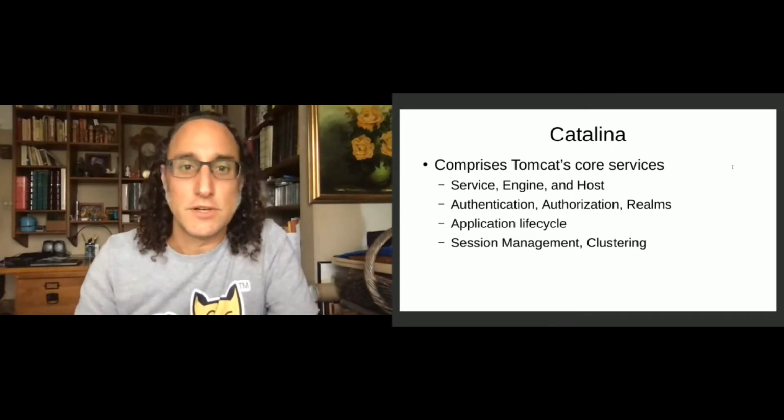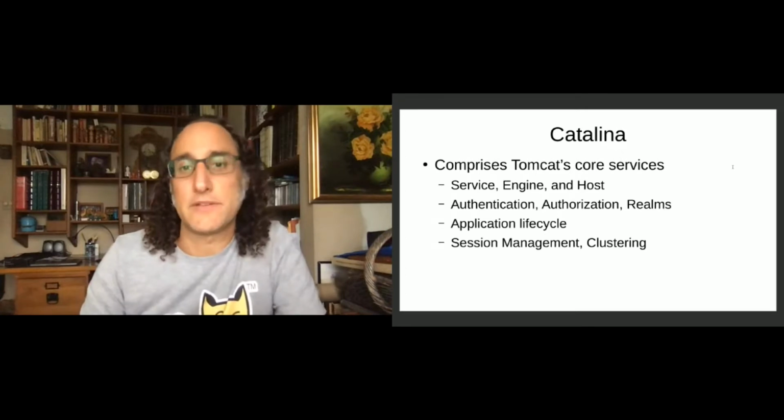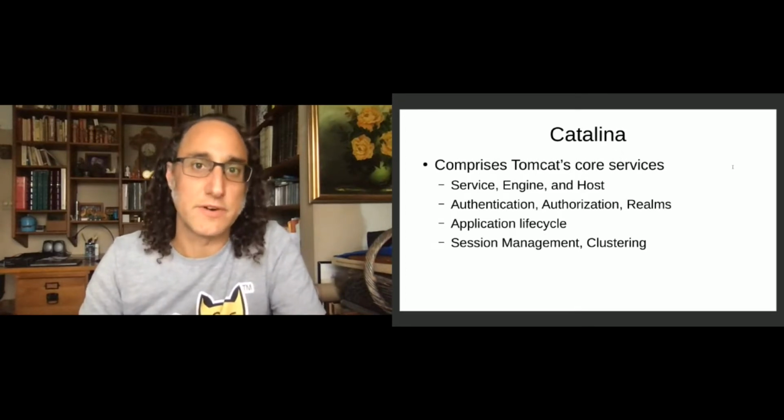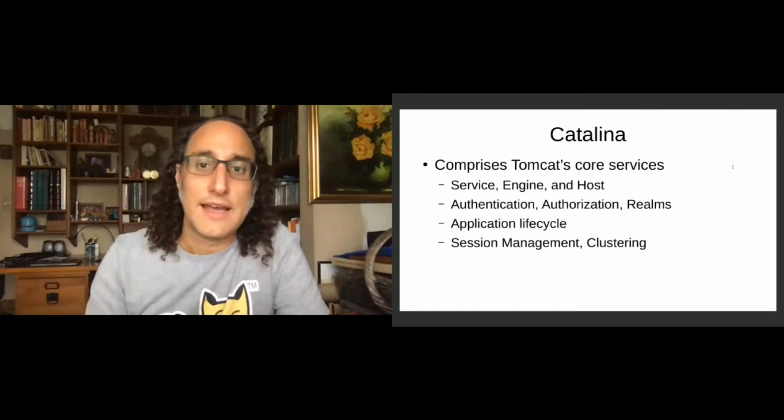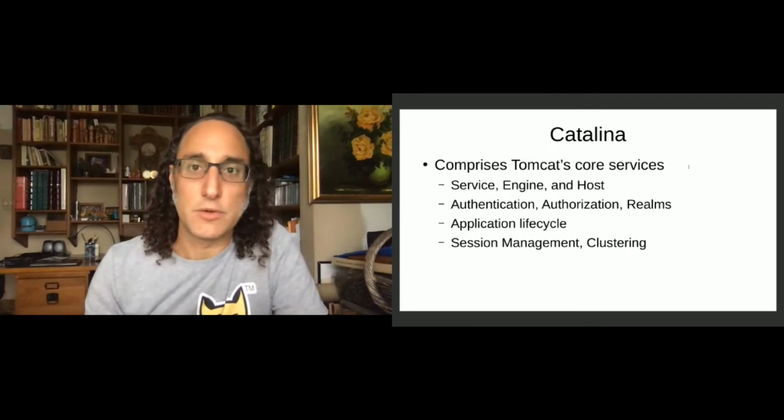And that's where the name Catalina comes from in the Tomcat architecture. So Catalina comprises Tomcat's core services, which include all the things that you can find essentially in the server.xml file. So that includes the service, the engine, the host, and all of the other things that you might configure there.